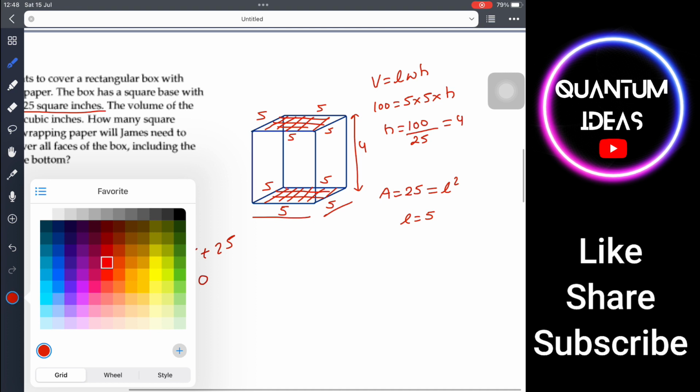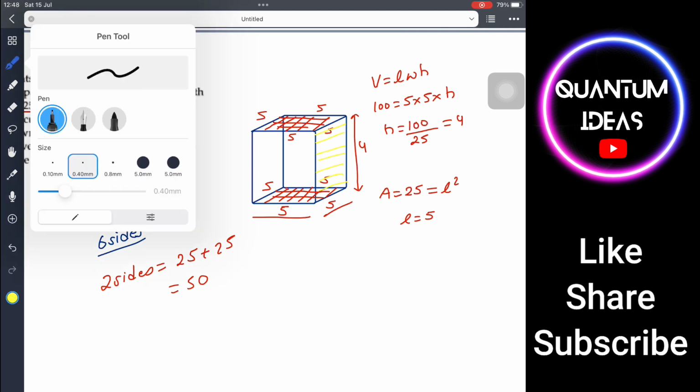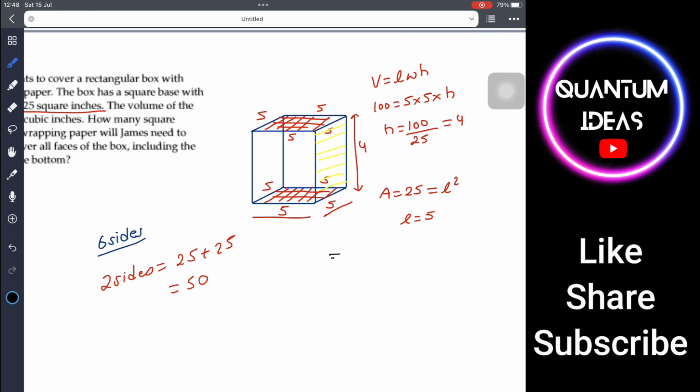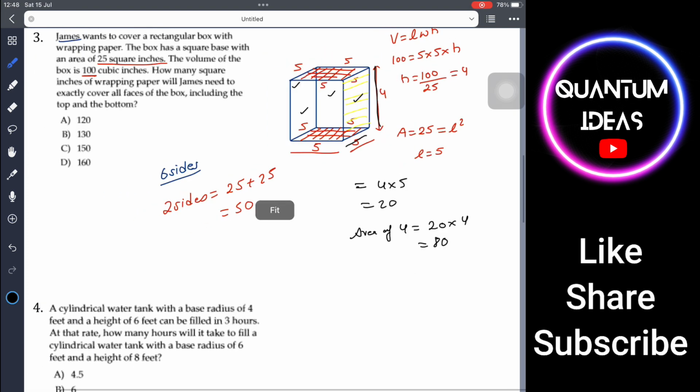So now let's find the area of this rectangle. Okay, this is one rectangle. What is the area of that one rectangle? The area of that rectangle is equal to length times width, right? So 4 times 5 is what? 20. How many such rectangles are there? 1, 2, 3 and 4, right? So the area of those four rectangles will be 20 times 4, which is equal to 80.